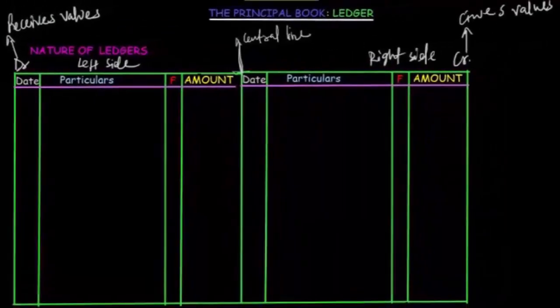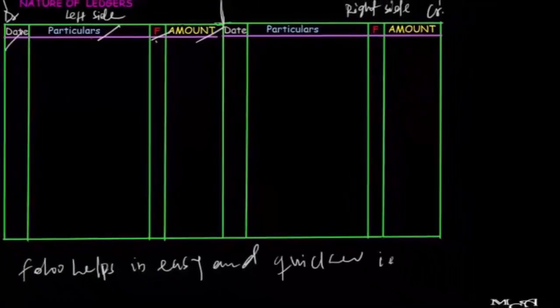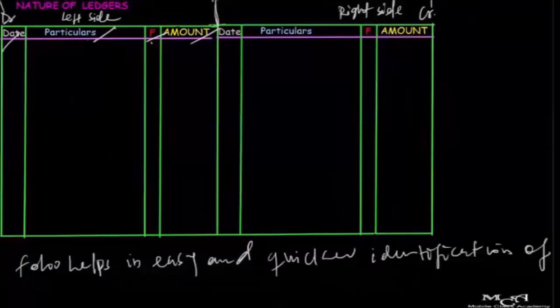So the ledger has columns for date, particulars, folio on the left and on the right side. The folios are numbered consecutively and make reference to be easier and quicker. Folio helps in easy and quicker identification of transactions.